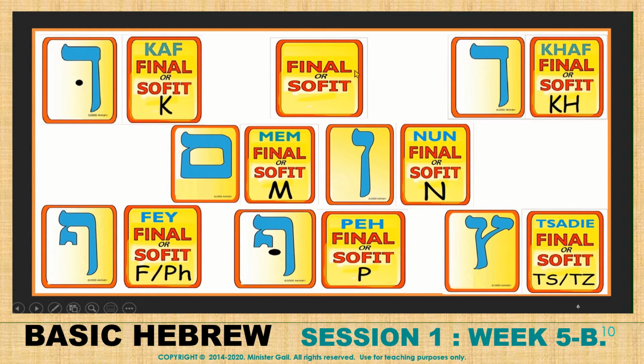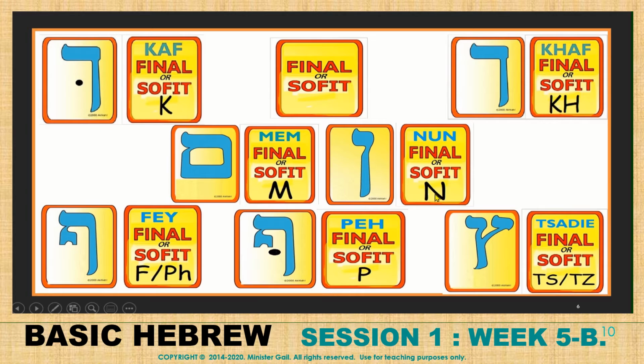So they're called final or sofit, pronounced with the I like an E in Hebrew. So you have your KH, sometimes CH, written that way. It's written that way, but it's actually for the K. Don't confuse it with the eighth letter. Then with a dot, it's a K, a hard K, Kaf, K. King's crown, Keter.